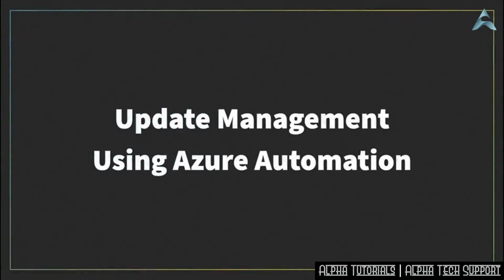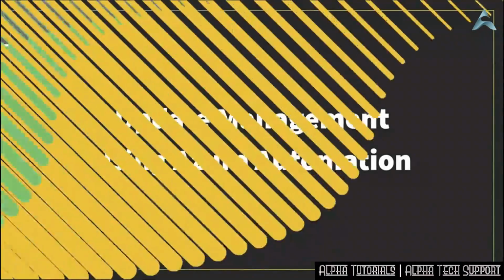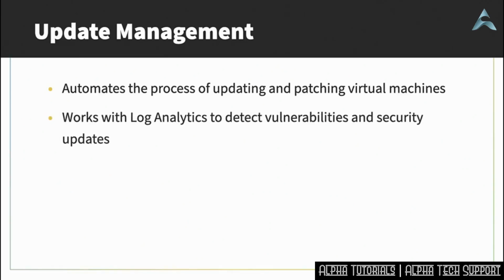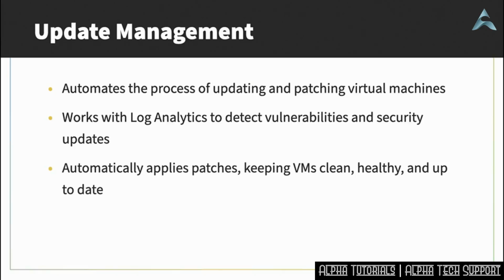Next is the update management using Azure Automation. Update management with Azure Automation helps automate the process of updating and patching the virtual machines. It works along with Log Analytics to detect the vulnerabilities and missing important security and other updates, and then mitigating the issues by automatically patching them, keeping the VMs clean, healthy, and up to date.